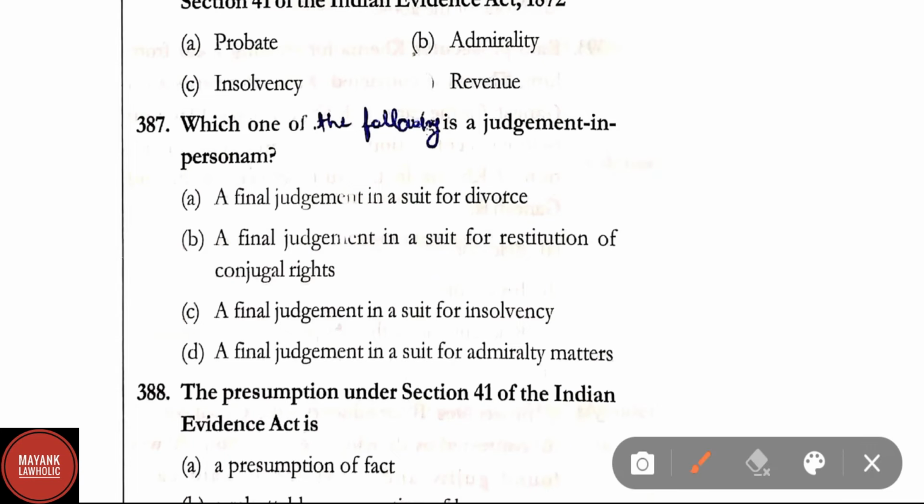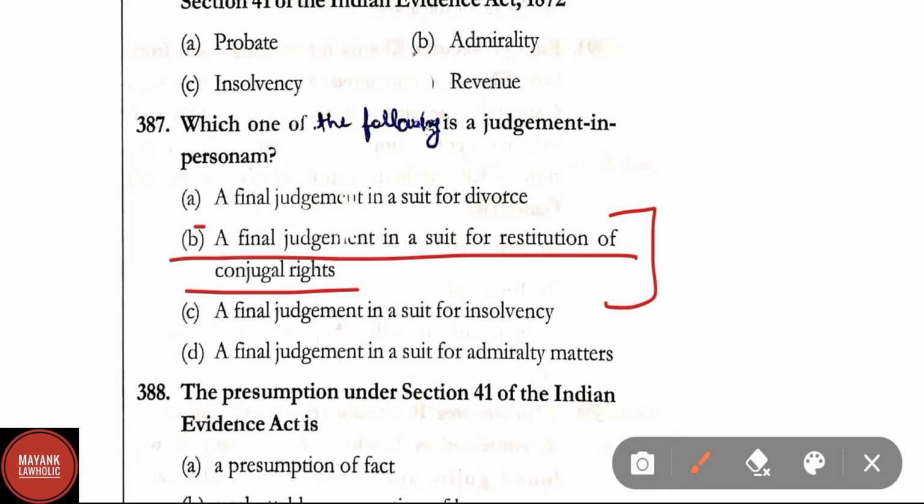Question number 387. Which one of the following is a judgment in personam? Correct answer is option B, that is a final judgment in a suit for restitution of conjugal rights is a judgment in personam, whereas a final judgment in a suit for divorce, a final judgment in a suit for insolvency, a final judgment in a suit for admiralty matters is judgment in rem.